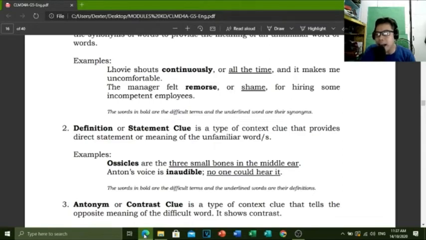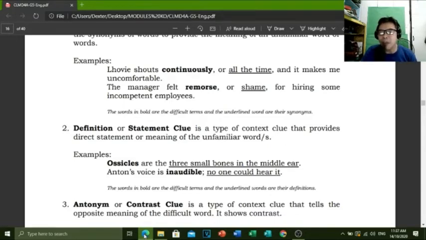So, the next type is definition or statement clue. It is a type of context clue that provides direct statement or meaning of the unfamiliar word or words. Ibig sabihin, pag definition, nandun na mismo sa sentence yung definition o yung ibig sabihin nung unfamiliar word in the sentence. Let us take a look at this example. Ossicles are the 3 small bones in the middle ear. Again, ossicles are the 3 small bones in the middle ear.